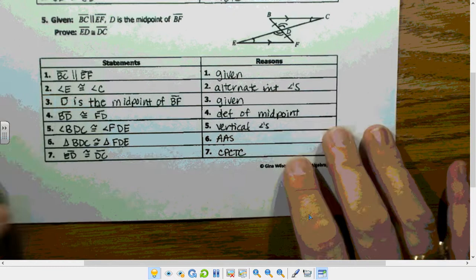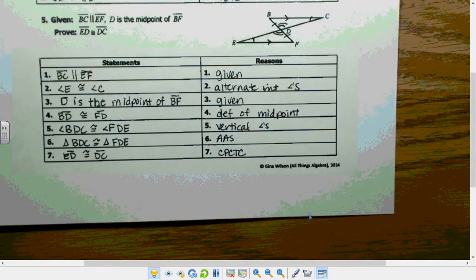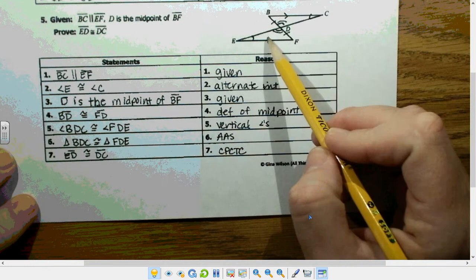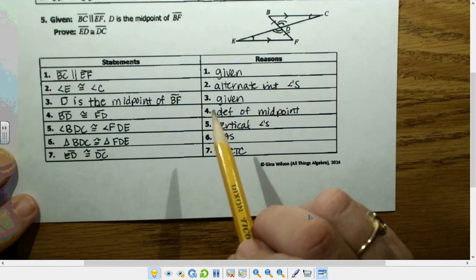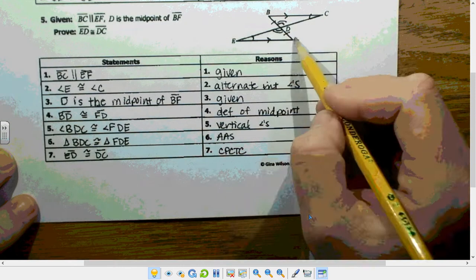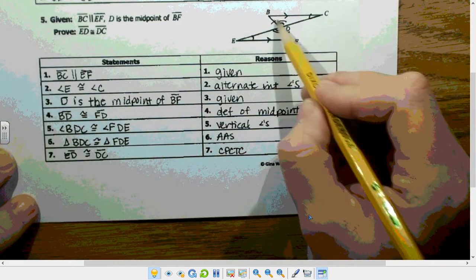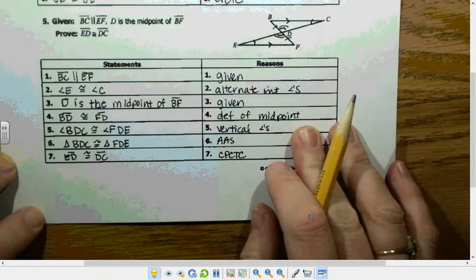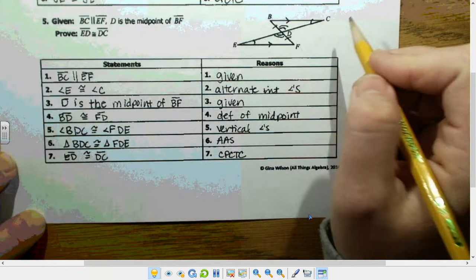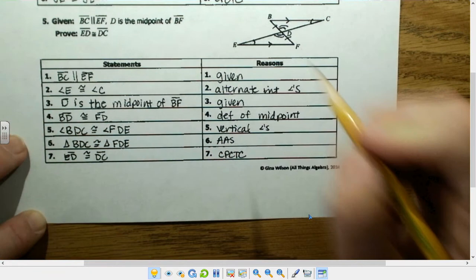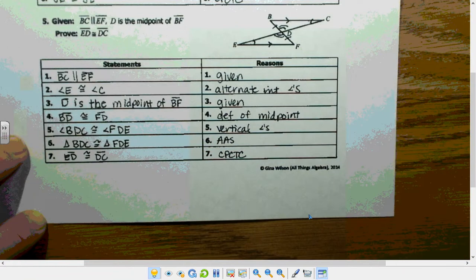All right, we know that BC is parallel to EF, so we know this is a transversal and this is a transversal, right? We know D is the midpoint of BF, which tells us these two segments are congruent. We know these two angles are congruent using vertical angles, and using alternate interior angles, we know that these two angles are congruent. So we can use angle, angle, side to prove this. So this is the way they did it.